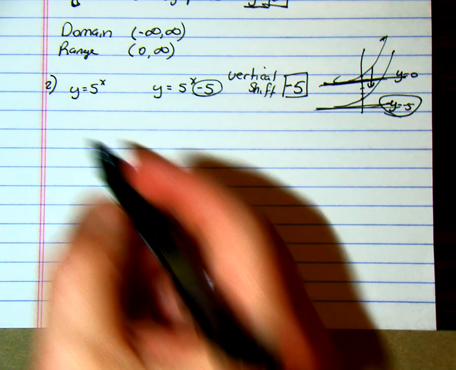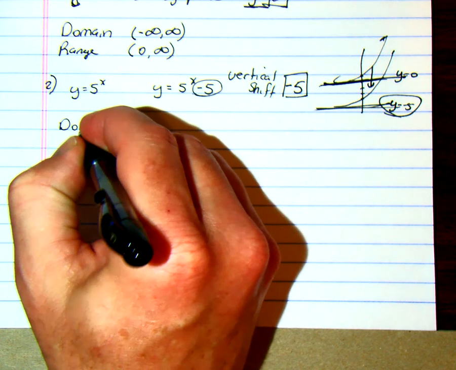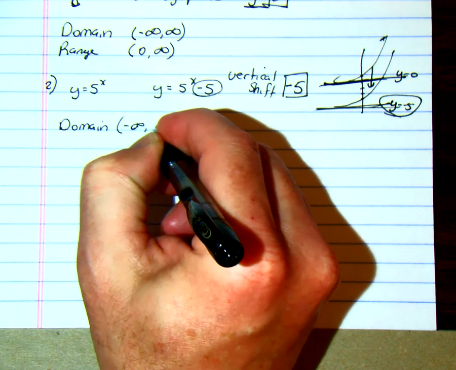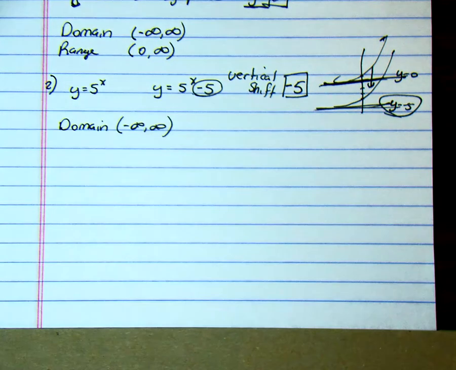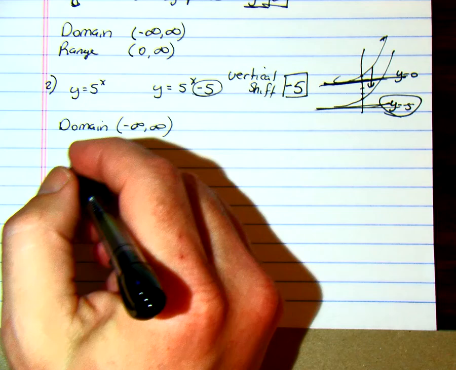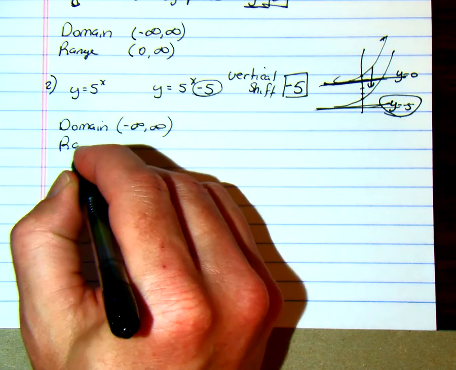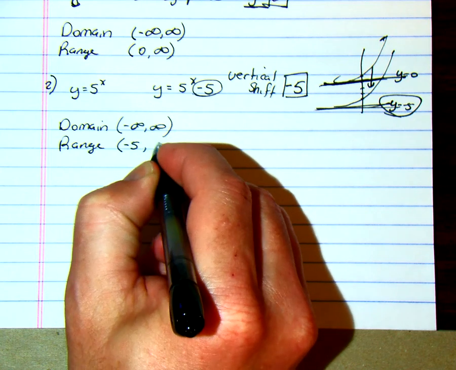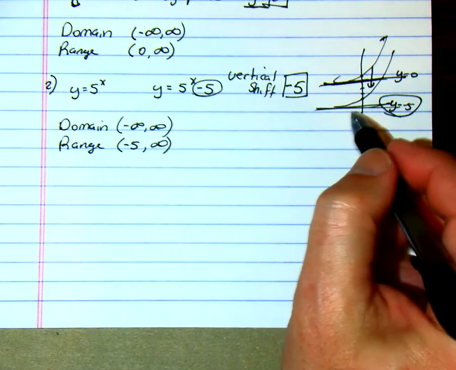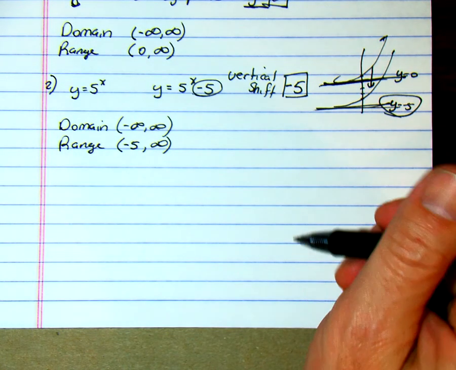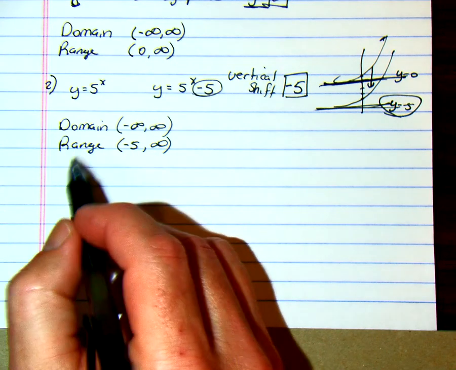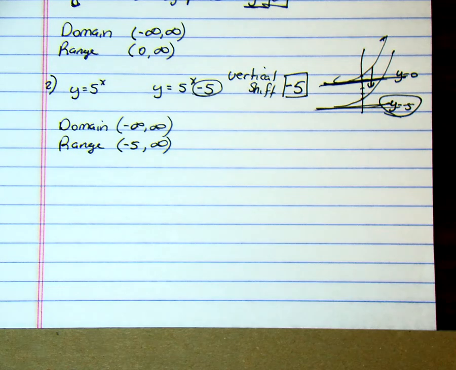It is going to ask me again for the domain and the range. My domain, for any exponential function, we can quit thinking about it. It's going to be all reals. I'll never have a domain restriction when it comes to an exponential. And my range, since this one got shifted down 5 units, we're going to drop it to -5, and now it's going to go up to infinity. So the vertical shift is going to affect that range. That's what we need to get out of that one.